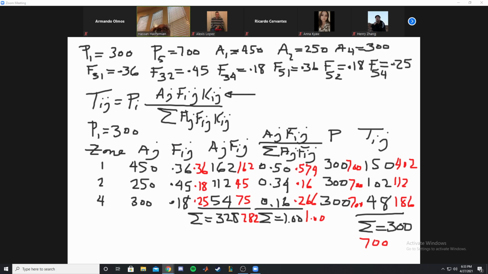So this was your quiz. That was very simple. Using gravity model to find the trips from one zone to other zones. Any question on this problem?